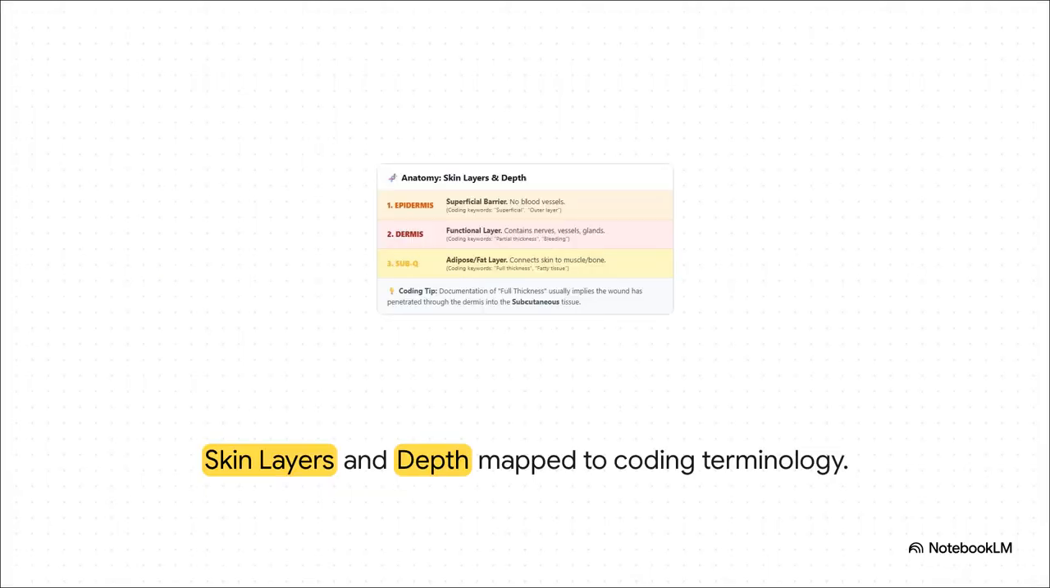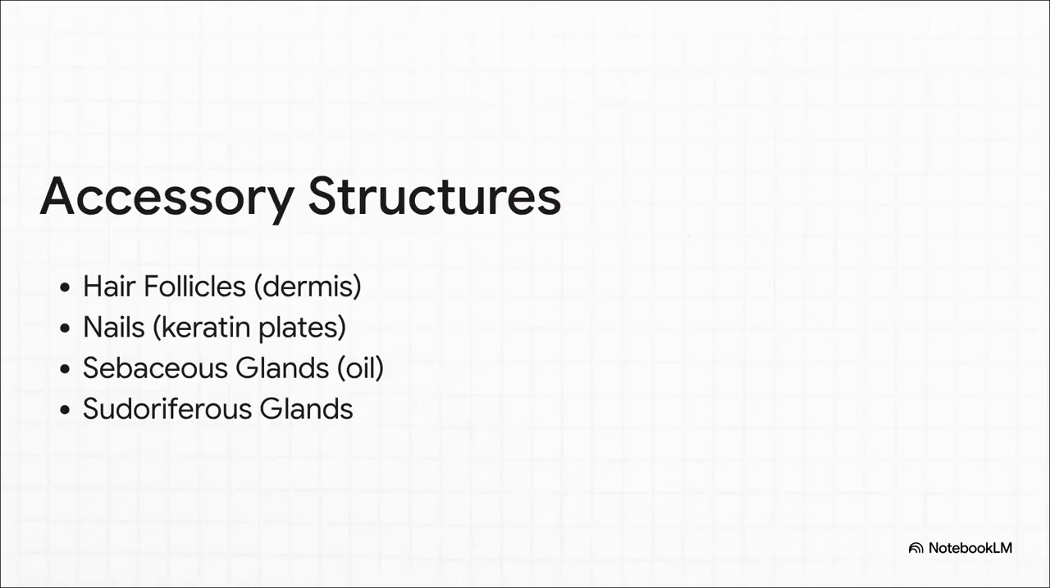Moving right along. Section 2, Layers and Structures, Skin Anatomy. It is amazing how perfectly our anatomy maps directly to coding terminology. Just look at the epidermis. It's that superficial barrier right on top with 0 blood vessels. So when the clinical documentation says superficial, boom, you are in the epidermis. Next down is the dermis, which is the functional layer packed with vessels and nerves. This is your partial thickness keyword. And finally, the deepest layer is the subcu or subcutaneous layer, which is made up of adipose or fat tissue. If a note says full thickness, it almost always implies the wound has punched right through the dermis and deep into the subcu layer.